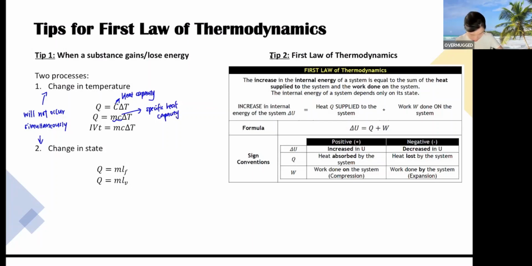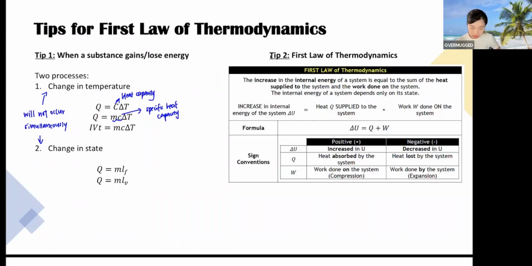And sometimes if the question gives the power of something, let's say they give you a heater, then you know a heater runs by electricity as well, so there is voltage and current involved. So then the heat that is given by the heater can be equal to IVT, and that will be equal to MC delta T. Okay?